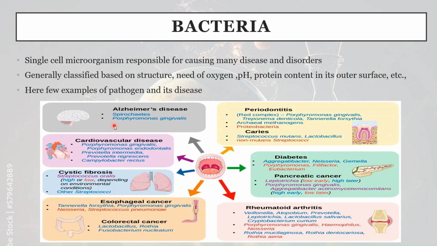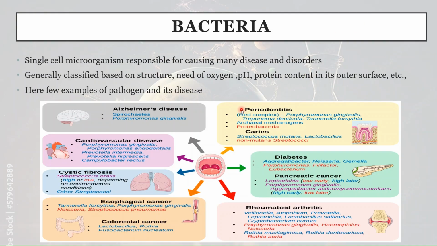Next, we are going to study about bacteria. So why are we connecting patho with bacteria? Just now I told you that a pathogen is someone who is producing the disease. The best example is bacteria. Bacteria are single-cell microorganisms which are responsible for causing many diseases and disorders. They are generally classified based on the structure, need of oxygen, pH, protein content, and what is there on the outer surface of the bacteria.